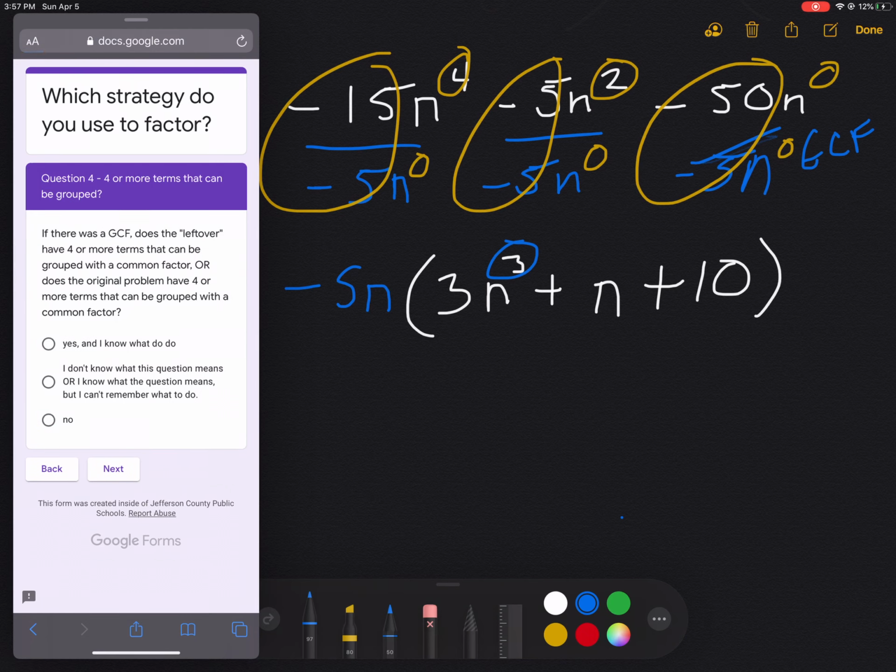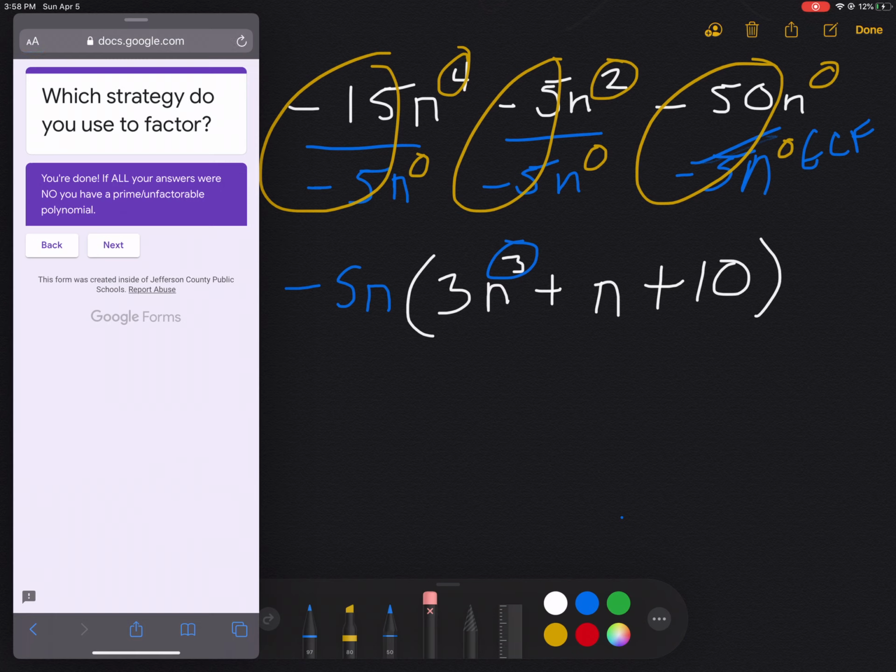Question number 4. Do I have 4 or more terms that can be grouped? So I only have 1, 2, 3 terms. So that would be a negative because I don't even have 4 terms to start. So that's going to be a no. I'm going to click next. And I'm all done because I was able to answer no to all the rest of those questions. So I actually already have it in fully factored form, which is negative 5n, and then 3n to the third plus n plus 10. So that is in fully factored form.